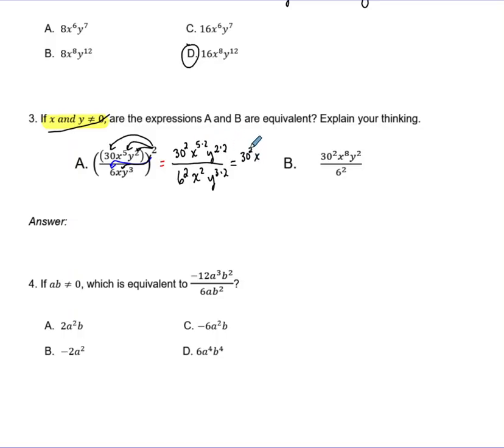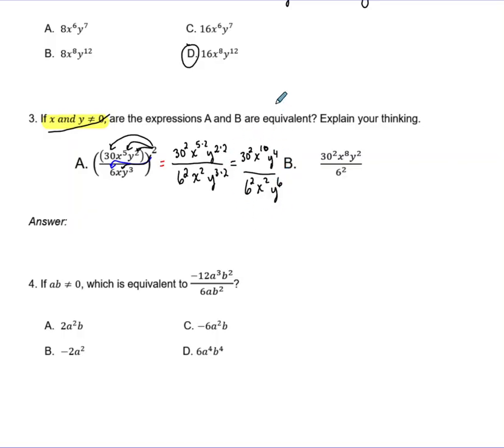x to the 5 times 2 is 10. And then that looks like a 6, 10. 2 times 2 is 4. Over, I'll just leave the 6 squared the way it is, because they have it here. x squared, and then y, 3 times 2 is 6.